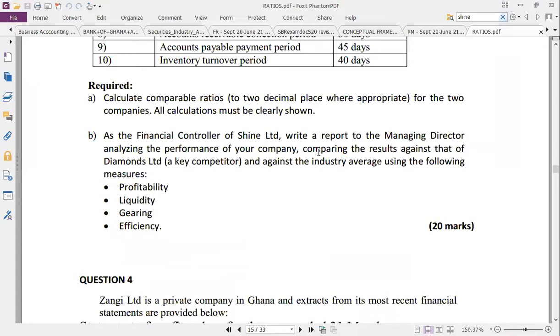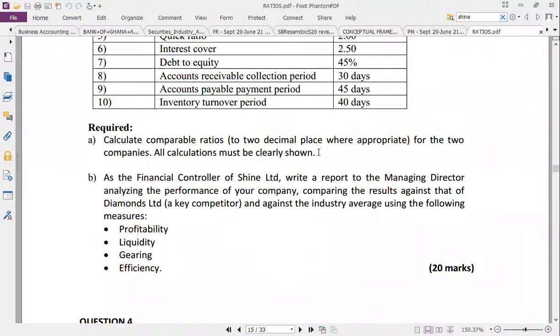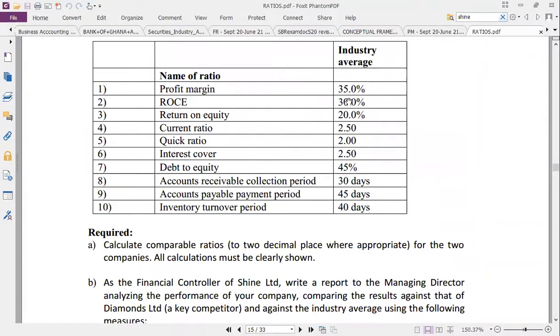Calculate comparable ratios to two decimal places where appropriate. Not everything you can round. So it means that check the equivalent. Have you seen all these figures? They want two decimal places, but this is not appropriate. 45 is not appropriate to run in decimals. 44.9 days, no, just round it to the nearest whole number. That's why I say where appropriate. Not all of these you can run to two decimal places. Some of them have to be a whole number.